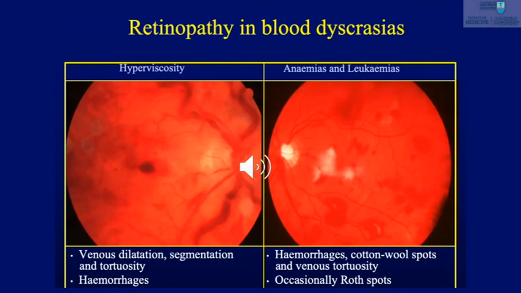The retina can be affected by any blood dyscrasia, like hyperviscosity, in which we get venous dilatation, segmentation, and tortuosity, and hemorrhage, or in anemia and leukemia, in which we get hemorrhage, cotton wool spots, venous tortuosity, and occasionally Roth spots, which are very important in the diagnosis and treatment of leukemia for oncology.